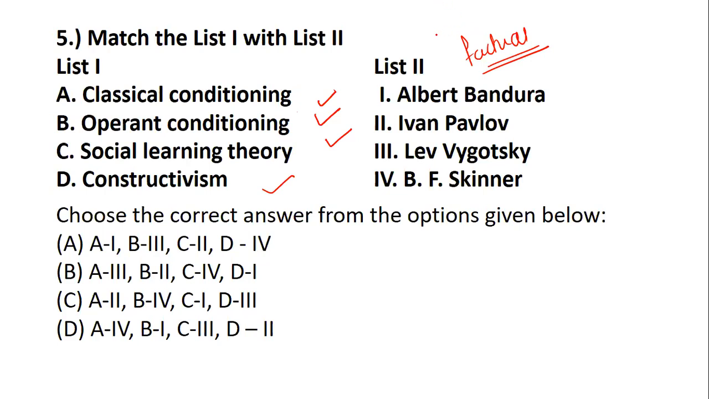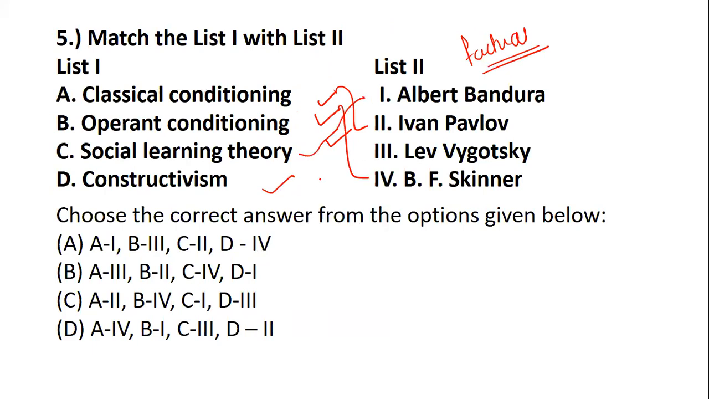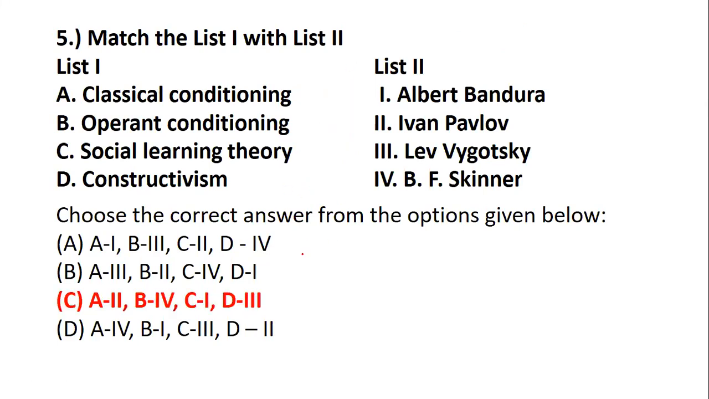Classical conditioning was brought by Ivan Pavlov. Those who have answered the questions, please see whether your answers are right or not. Operant conditioning was brought by Skinner. Social learning theory was brought by Bandura, and constructivism was brought by Lev Vygotsky. Is it clear? So your right answer is option number 3. Fine. I hope you are able to capture these small concepts and try to learn.